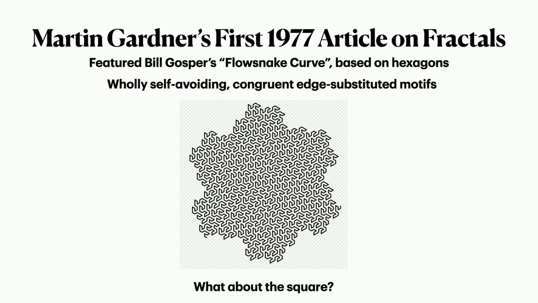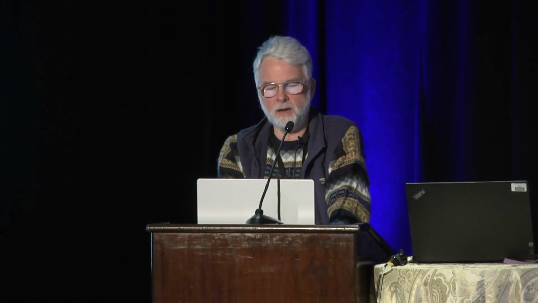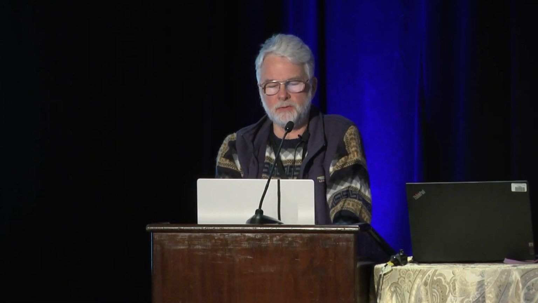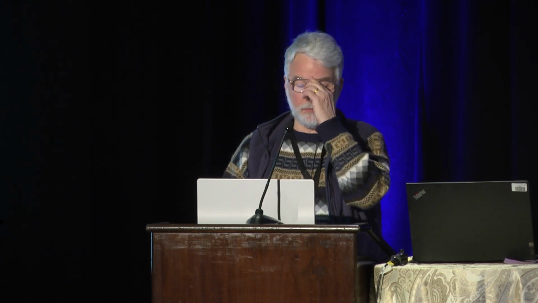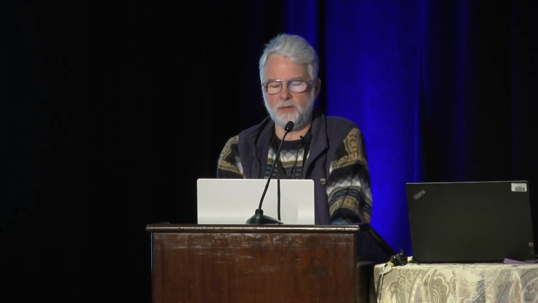In 1977, Martin Gardner published the first article on fractals that featured Bill Gosper's flow snake curve, which was based on hexagons. You just saw a version of that. And what was amazing about it is that it was composed of just copies of self-avoiding congruent edge substituted motifs. So I thought to myself, well, why can't you do that for a square? And so let's do it.